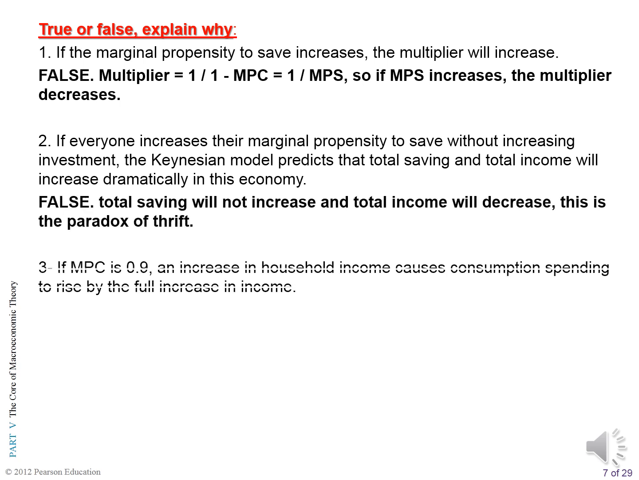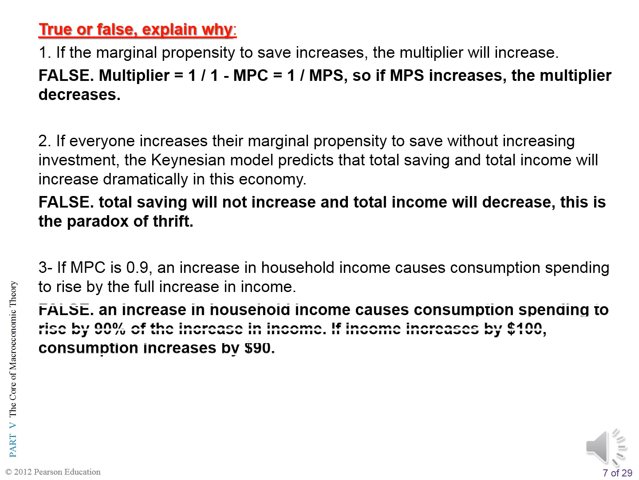يبقى برضو disagree. If marginal propensity to consume is 0.9, so an increase in household income causes consumption spending to rise by the full increase in income. طبعا لا. عارفين يعني ايه full increase in income؟ يعني if income increases by $100, consumption will increase by $100. طبعا ده غلط. This can be true if the marginal propensity to consume equals 1, but marginal propensity to consume equals 0.9. So just 90% of the increase of income will go to consumption.